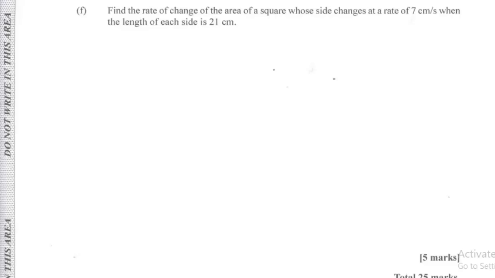Find the rate of change of the area of a square whose size changes at a rate of 7 centimeters per second when the length of each side is 21 centimeters, right? So we have a square. Length of each side is 21. Alright, so we want the area of a square. So remember the area of a square is, I'm going to call one of the side x. So the area of a square is x squared, where x is the length of one of the sides, right?